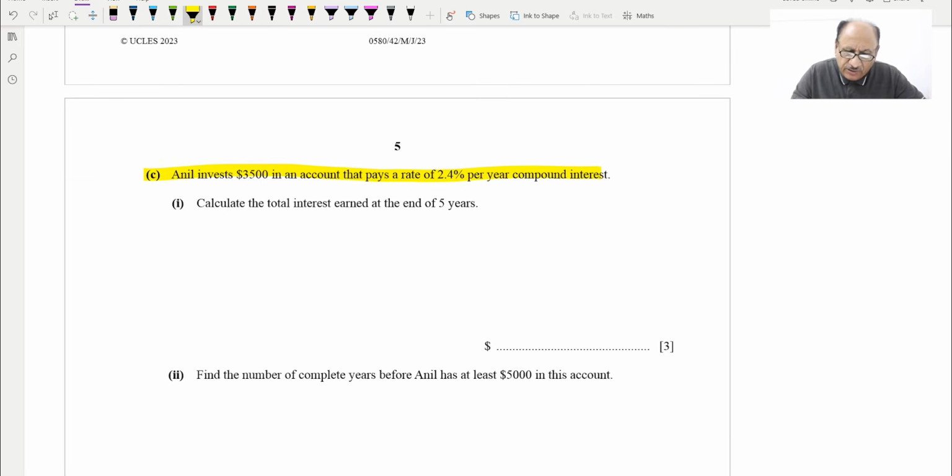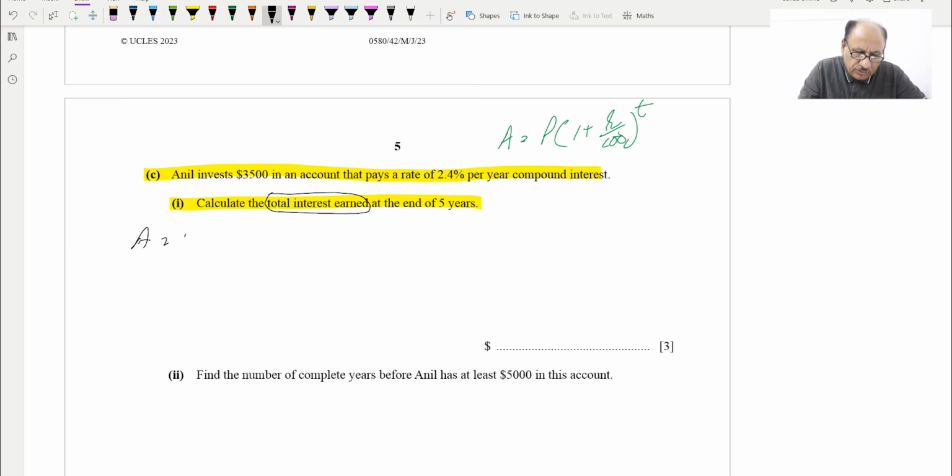3,500 in an account that pays a rate of 2.4% per year compound interest. Calculate the total interest earned at the end of 5 years. So the compound interest formula: amount is equal to principal amount times (1 plus rate over 100) raised to the power t. This is what we will be using, and we need to find the amount. They are asking for total interest, so interest is required. First we'll find the amount, then we'll find the interest.